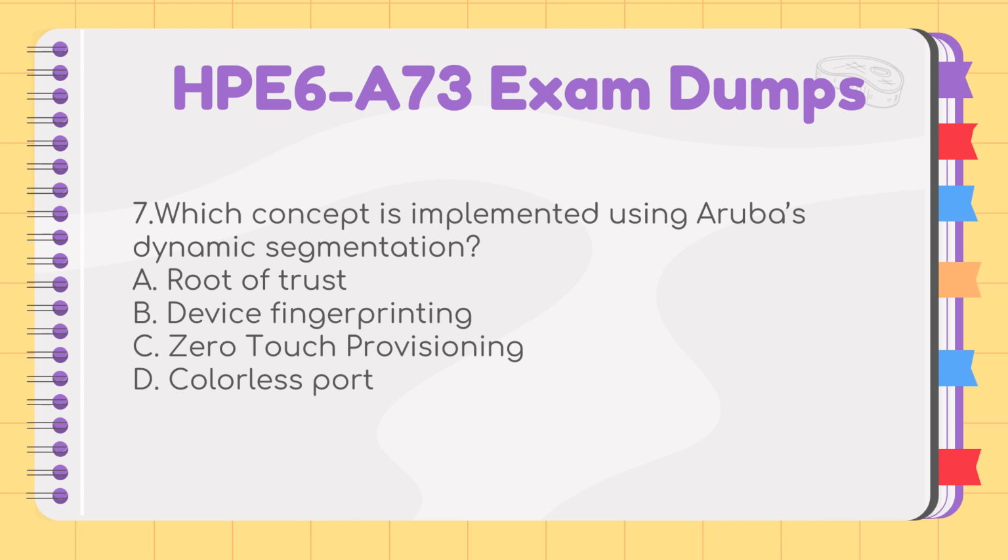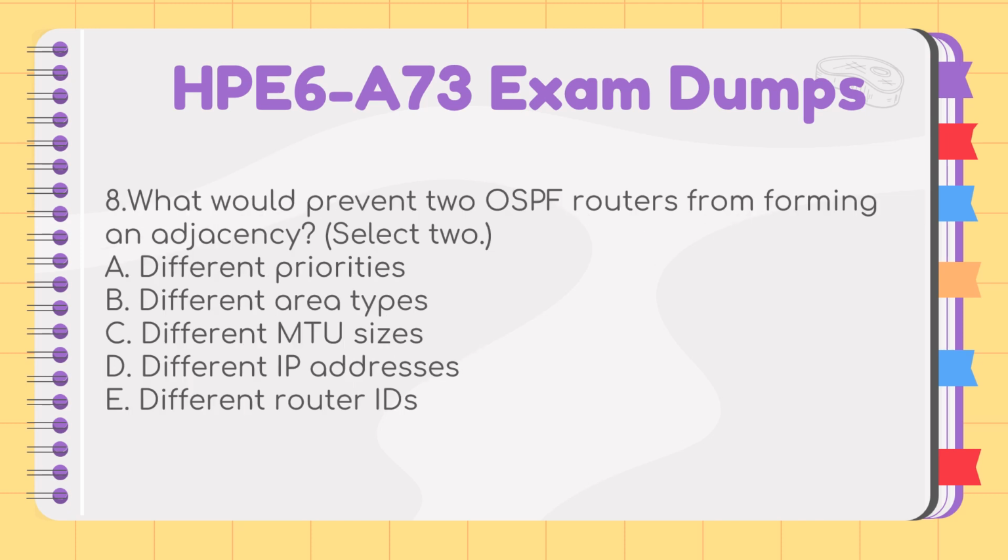7. Which concept is implemented using Aruba's dynamic segmentation? A. Root of trust. B. Device fingerprinting. C. Zero-touch provisioning. D. Colorless port. 8. What would prevent two OSPF routers from forming an adjacency? Select 2. A. Different priorities. B. Different area types. C. Different MTU sizes. D. Different IP addresses. E. Different router IDs.